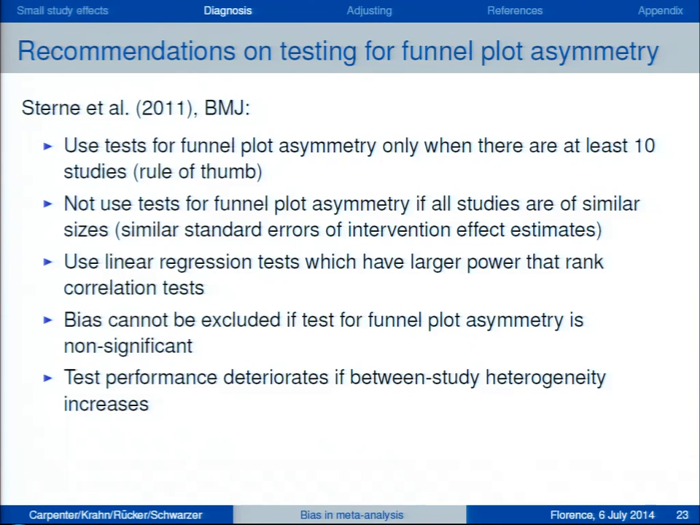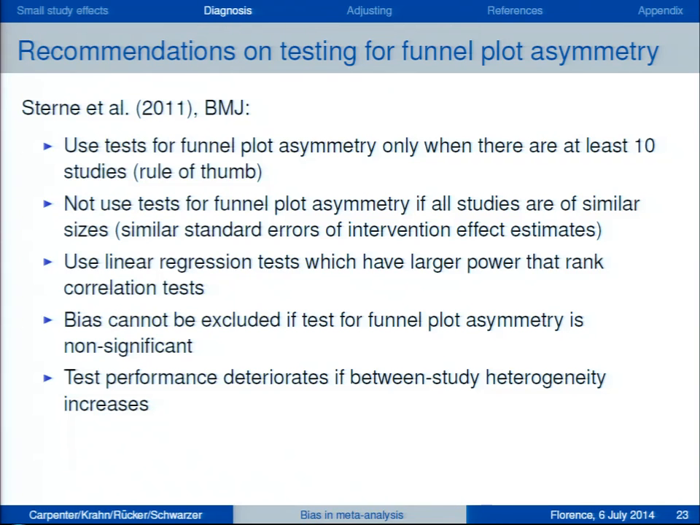We should not use tests for funnel plot asymmetry if all studies are of similar sizes, because then there is no funnel plot but a line. So if all studies are of similar size or have similar standard error, these tests are not sensible. Use linear regression tests only, those which have larger power than the rank correlation tests. So the linear regression-based tests are preferred.